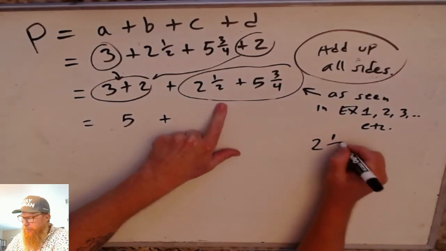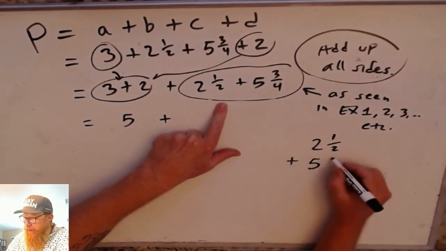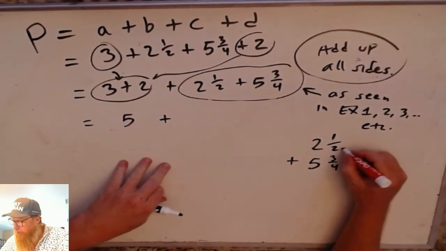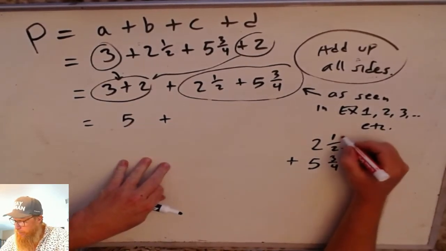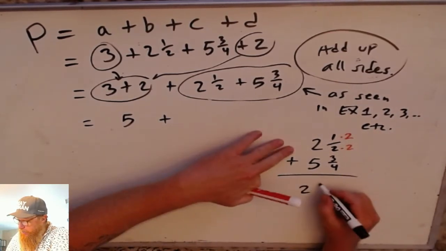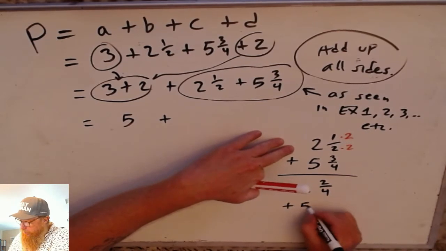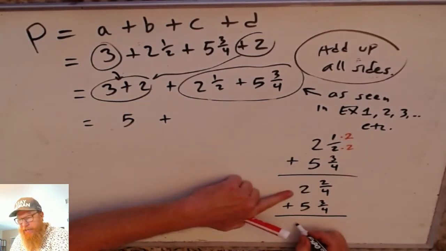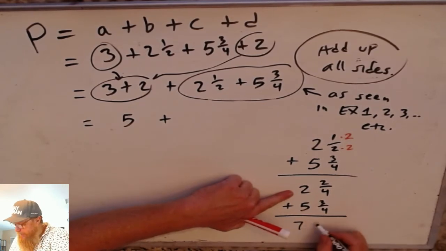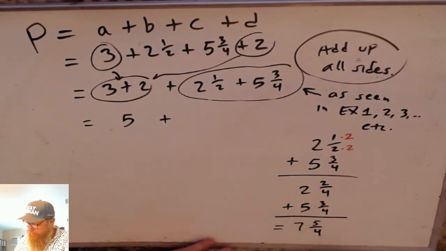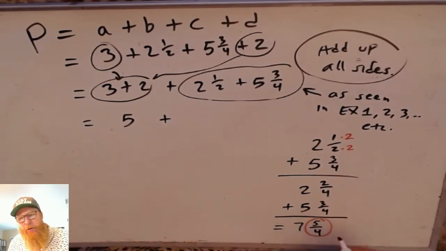So I'm going to do 2.5 plus 5 3/4. My LCD is going to be 4. So that's going to be 2 2/4 plus 5 3/4. So that's going to be 7 5/4. But 5/4 is improper.